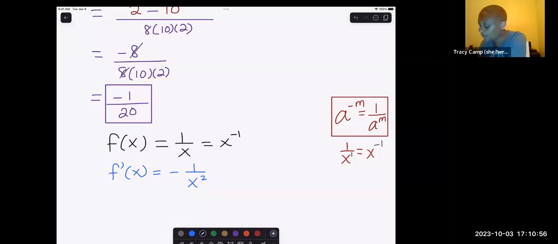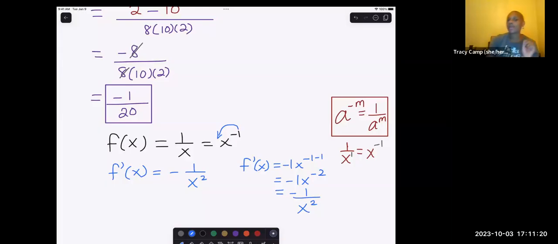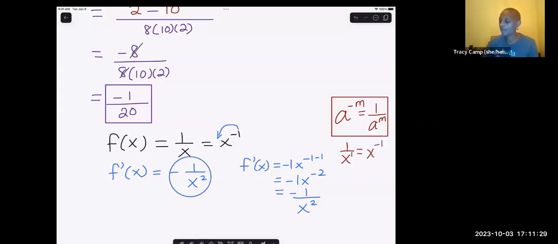So then when I find my derivative, I use the power rule. This -1 comes to the front, and then I take 1 away from my power, and I end up with -1x to the -2, which, using that same rule from algebra, I can rewrite as -1 over x squared. So that's how I get my f prime of x is -1 over x squared. And this is the left side of the mean value theorem, the f prime of c part.